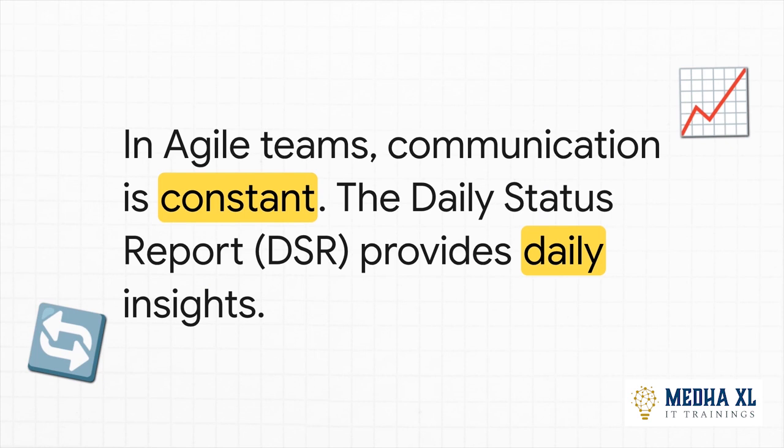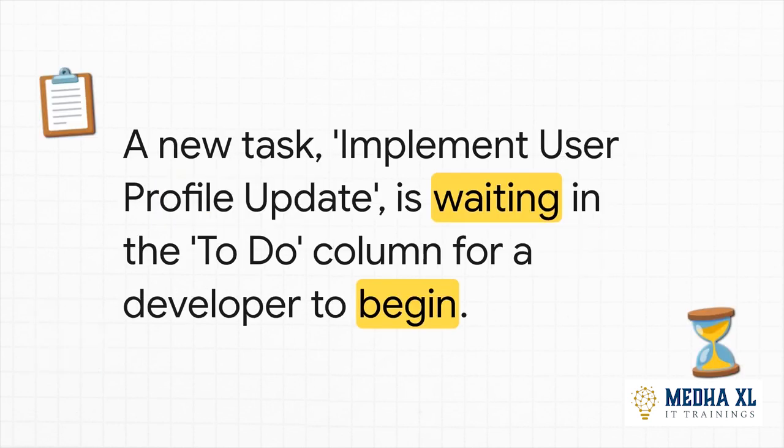In today's Agile teams, this kind of communication is happening all the time. It's not some big formal document anymore. Often, the report is a living, breathing project board that everyone can see. For instance, a new task, like implement user profile update, starts out here in the to-do column. Everyone on the team knows it's planned.